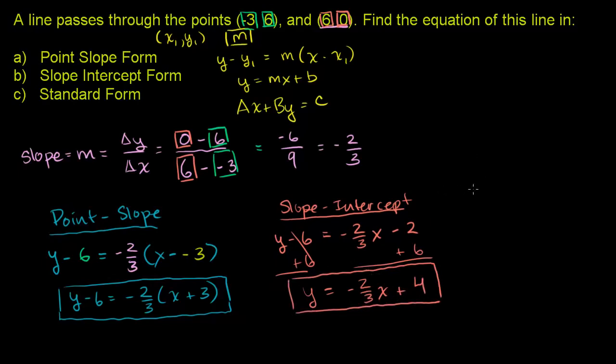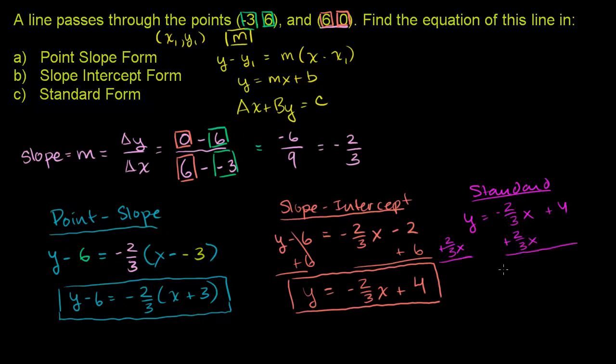Now, the last thing we need to do is get it into standard form. Once again, we just have to algebraically manipulate it so that the x's and the y's are both on this side of the equation. So let's just add 2/3 x to both sides of this equation. So we have y is equal to negative 2/3 x plus 4. That's slope-intercept form. Let's add 2/3 x to both sides of this equation.